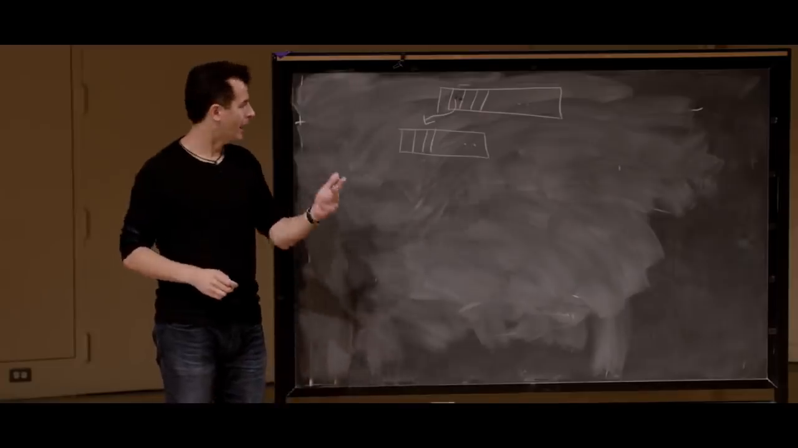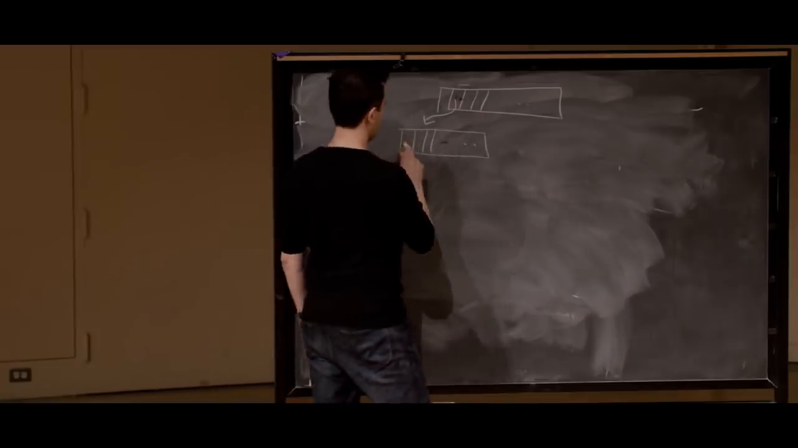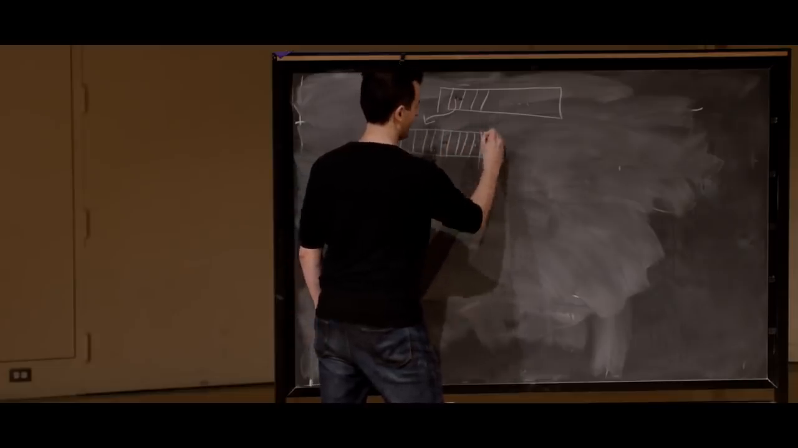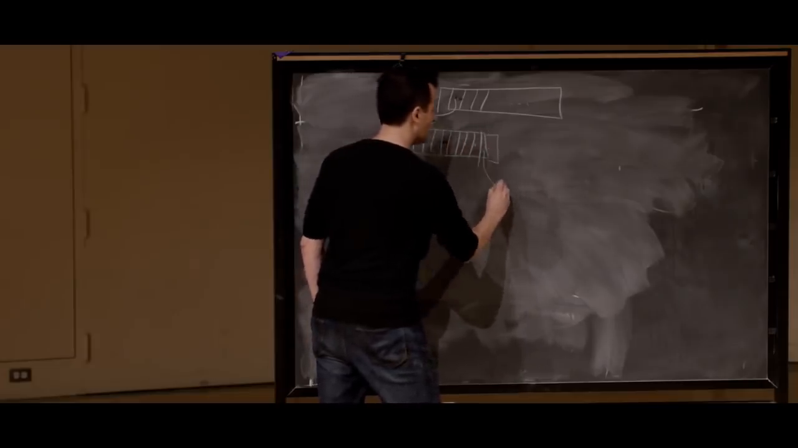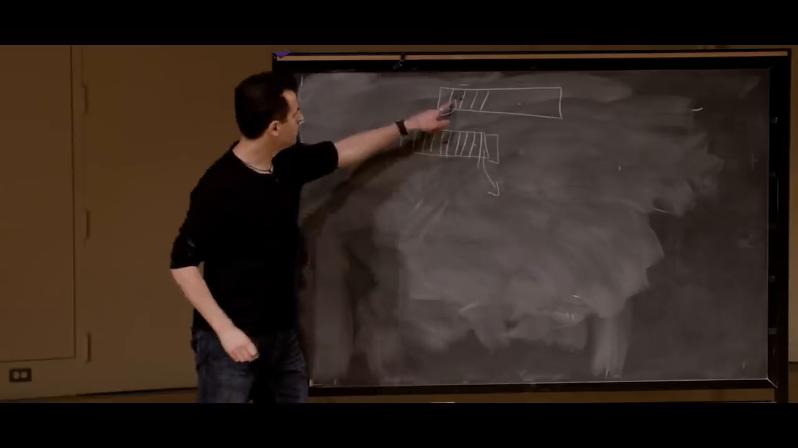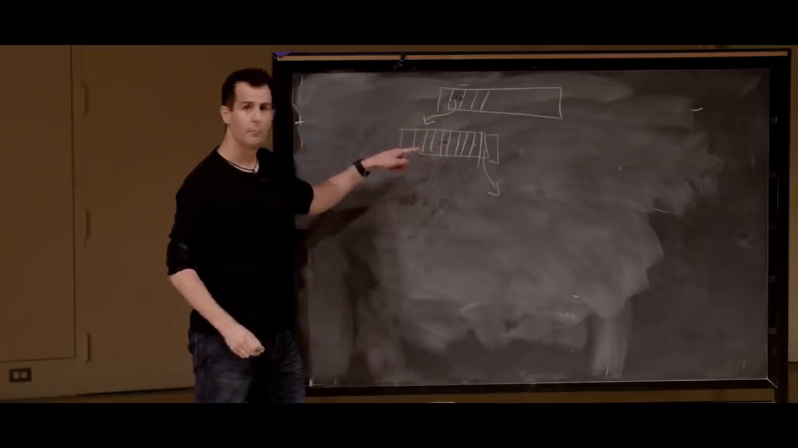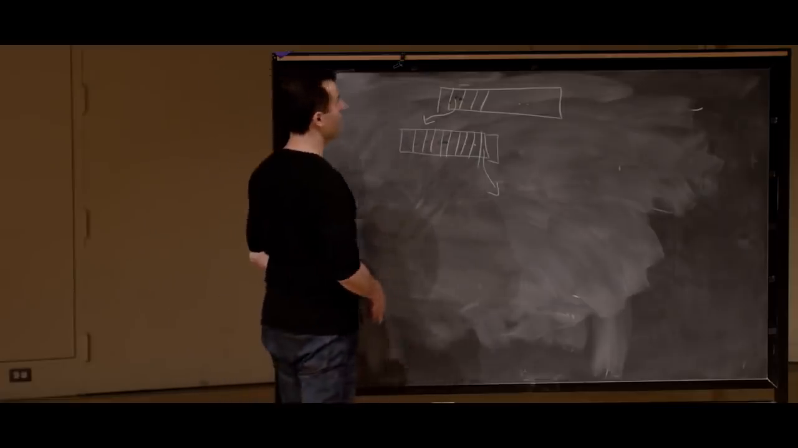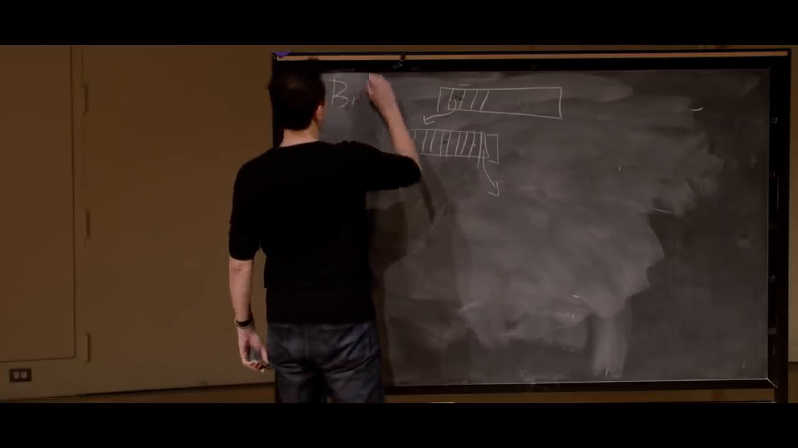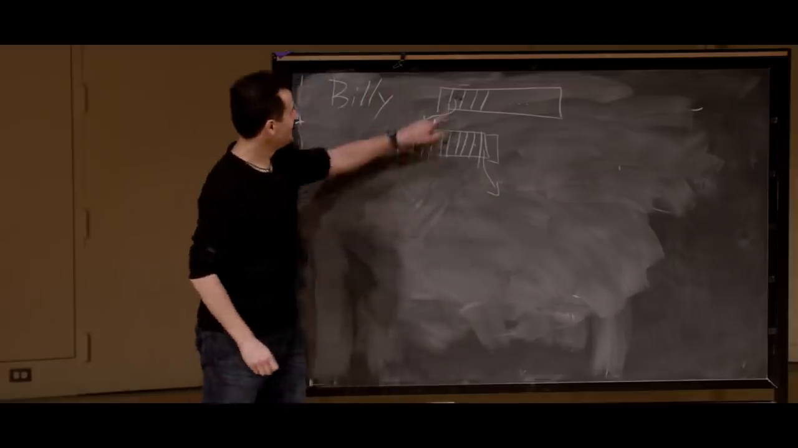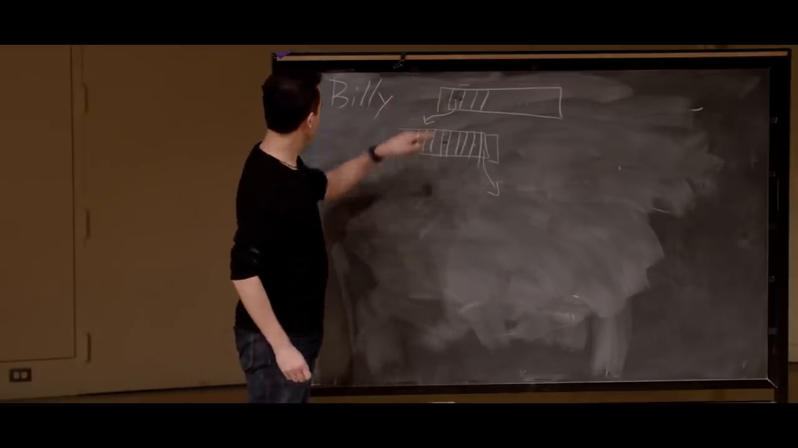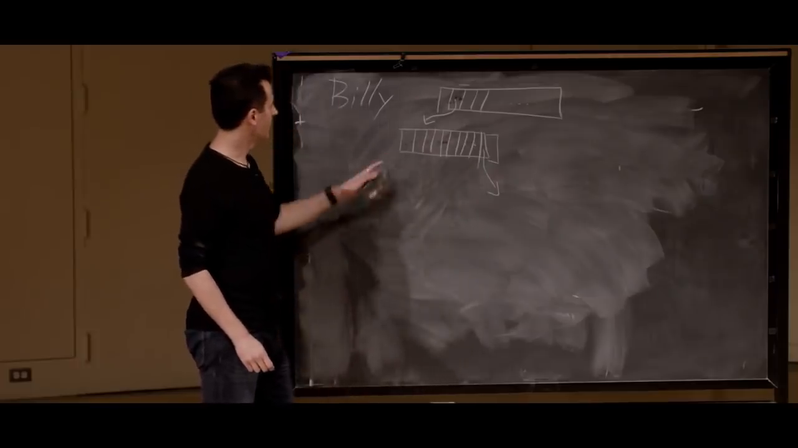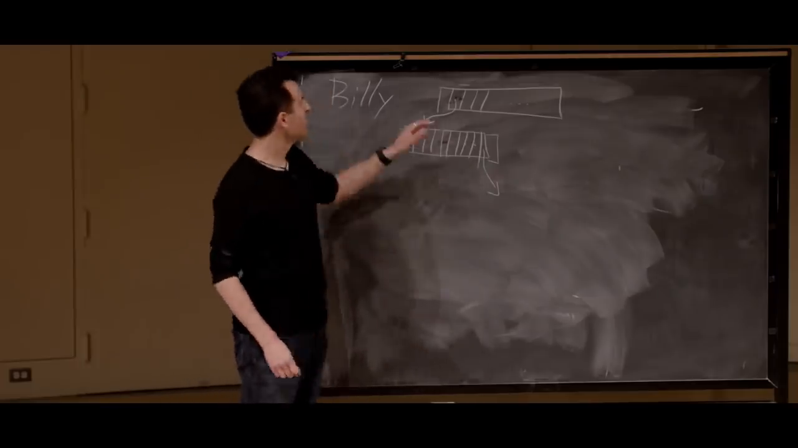B, R, I. I should have drawn some more boxes. A, B, C, D, E, F, G, H, I. Here, I'm going to draw another pointer to B. Wait, that's wrong. Billy shall be our name. Billy is at B. Wait, no. Damn it. Yes, this works. OK, sorry. So here we go.